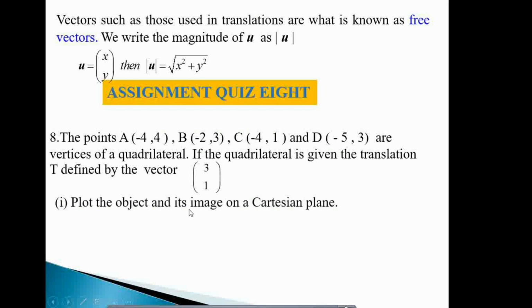So plot the object and its image on a Cartesian plane. You can go ahead and do that. Then lastly, you can find the magnitude of the vector T. Remember I showed you how to get the magnitude here, so you should be able to get the magnitude in your assignment. Don't fail to get that.